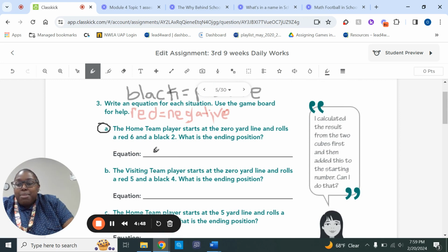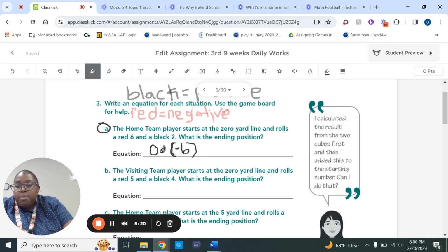So once again, I'm not reading this, but you do need to read because I already know what to do, because I've already read it. So we need to find the ending position. Now, to find the ending position, something had to change from where we started. In this particular problem, we started at 0, and then we got a red 6. Red 6 means we got a negative 6. So I'm going to add negative 6.